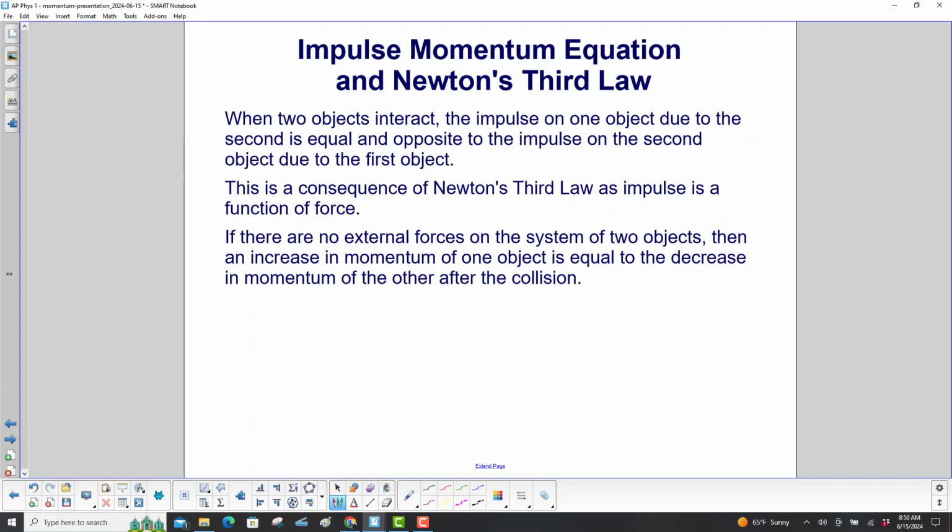Now let's look at Newton's third law. When two objects interact, the impulse on one object due to the second is equal and opposite to the impulse on the second due to the first object. This is a consequence of Newton's third law, as impulse is a function of force. If there are no external forces on the system of two objects, then an increase in momentum of one object is equal to the decrease in momentum of the other after the collision.